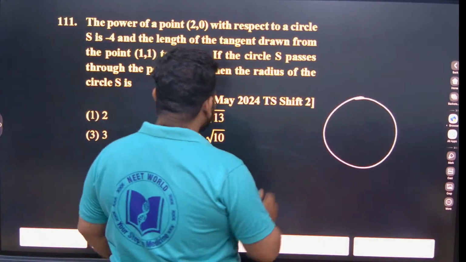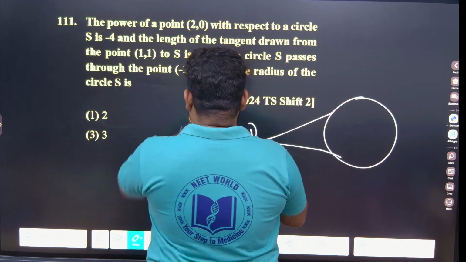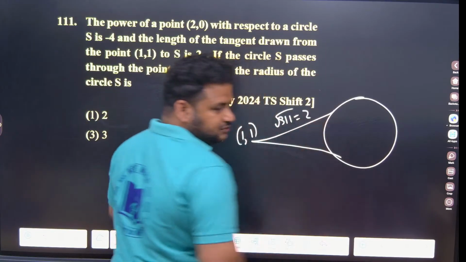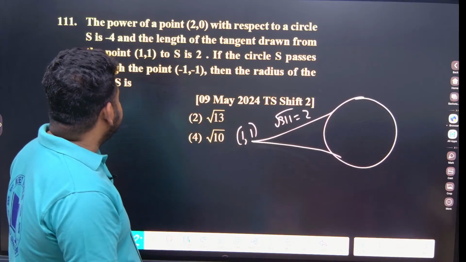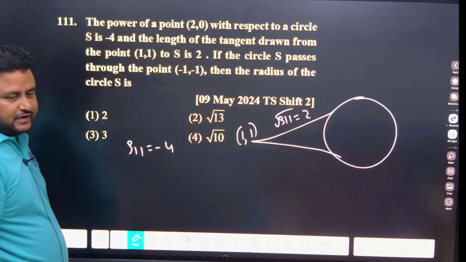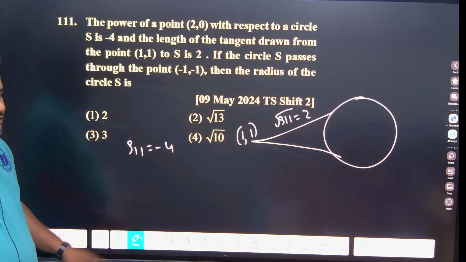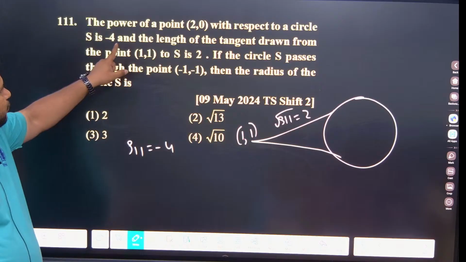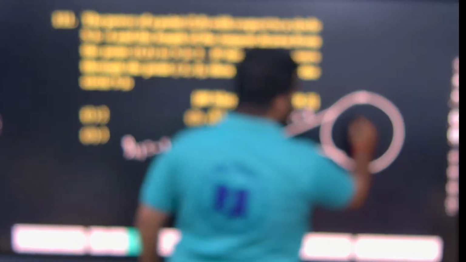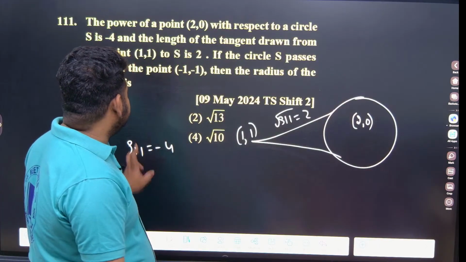See here, from the point 1 comma 1, the length of the tangent, root of S11, is 2. And S11 is equal to minus 4. Why? Because they have told the power of the point 2 comma 0 with respect to the circle is minus 4. That means 2 comma 0 will be within the circle. S11 is minus 4.